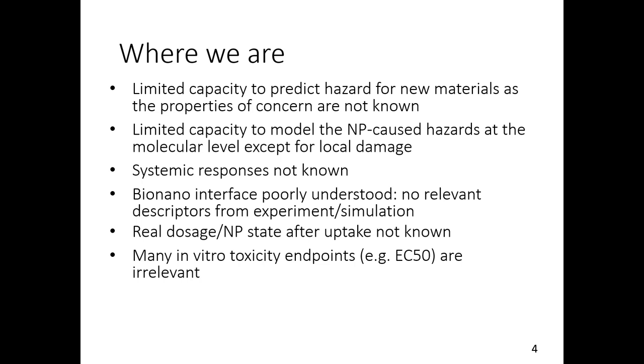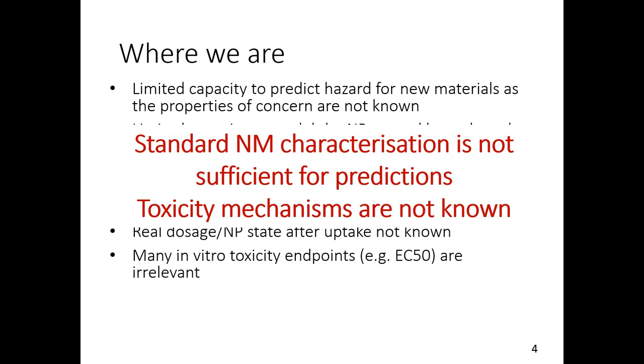And therefore, we put it in this way. We say that standard characterization of materials, their chemical properties, is not sufficiently informative, so it cannot be used for predictions. So therefore, we need to advance that part. And on the other hand, we need to advance our understanding of the toxicity mechanism of action on the biological side.